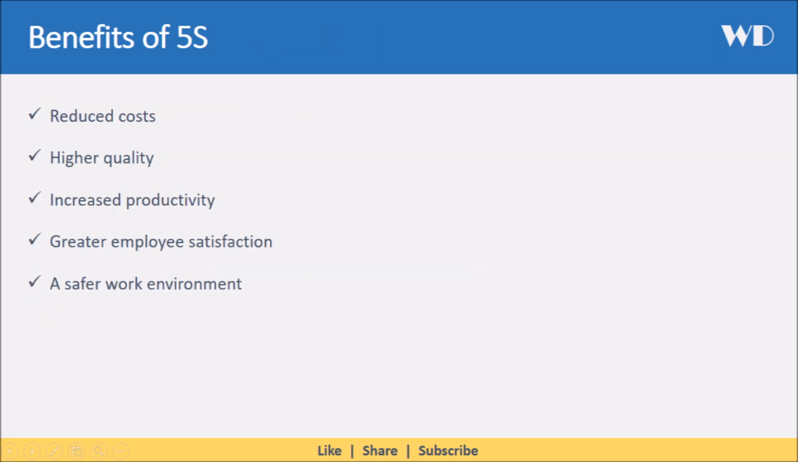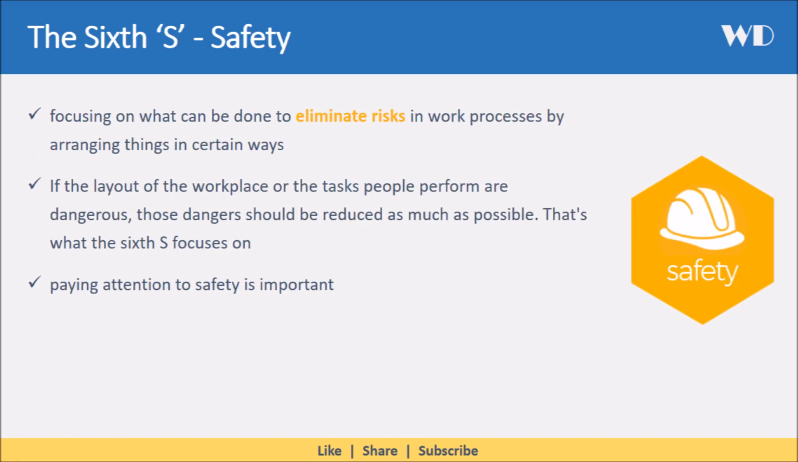Some of the benefits of the 5S methodology are: reduced costs, higher quality, increased productivity, greater employee satisfaction, and a safer work environment. Well, in some quarters, 5S has become 6S, the 6th element being safety.